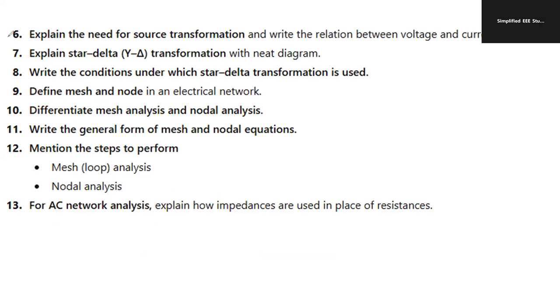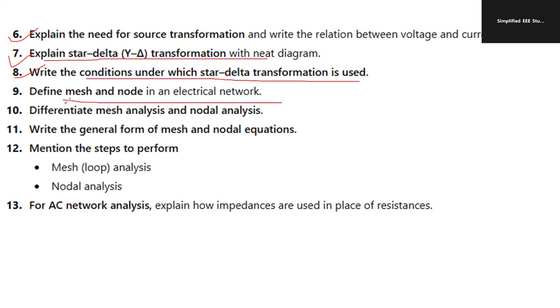So what is source transformation? How do you convert a voltage source in series with a resistance into a current source in parallel with a resistance? Explain star delta transformation. You can expect the derivation. How do you convert star into delta and delta into star? Write the conditions under star and delta transformation.